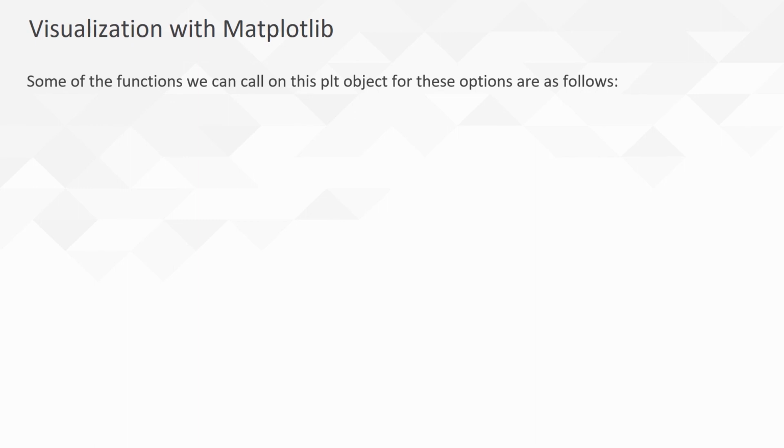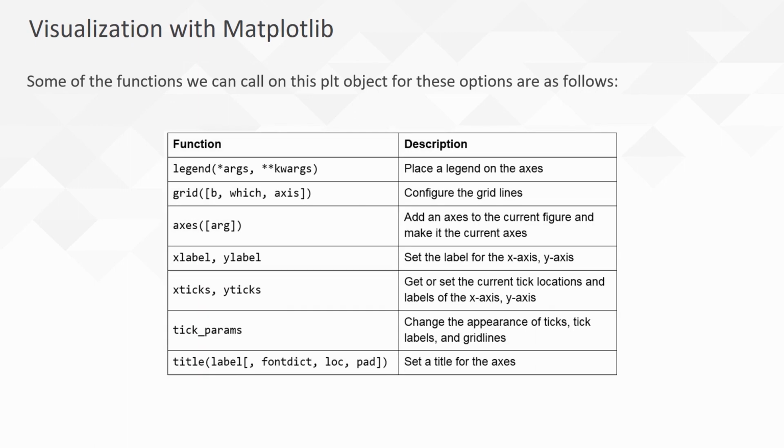Some of the functions we can call on this plt object for these options are as follows. These are functions that can be used on plt. We can place a legend on the axis. We can add an axis to the current figure and make it current axis. Or we can set a title for the axis, for example.